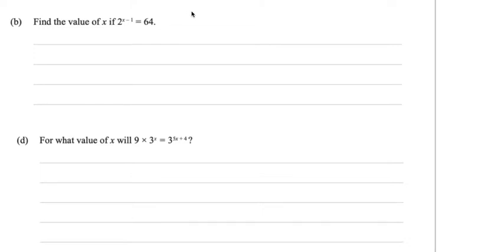And let's have a look at the first question. We're asked to find our x value so that this equation is equal. So we start from 2 to the power of x minus 1 equals 64.